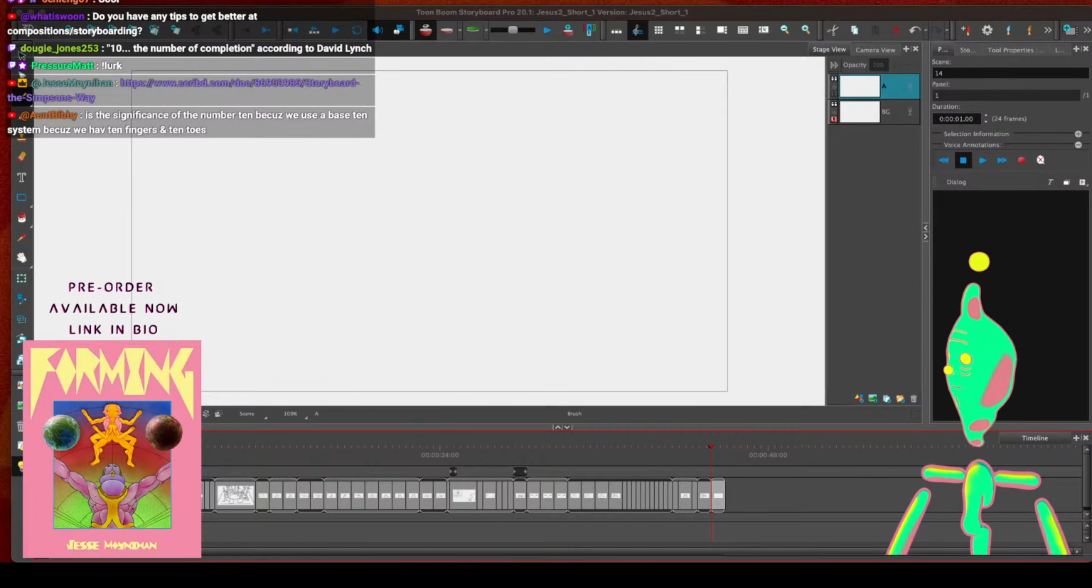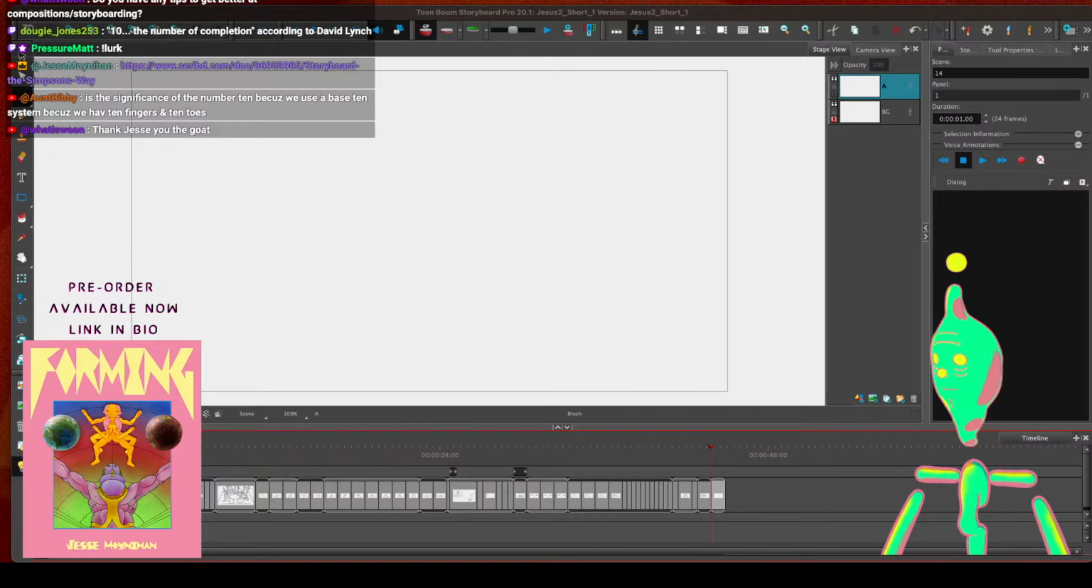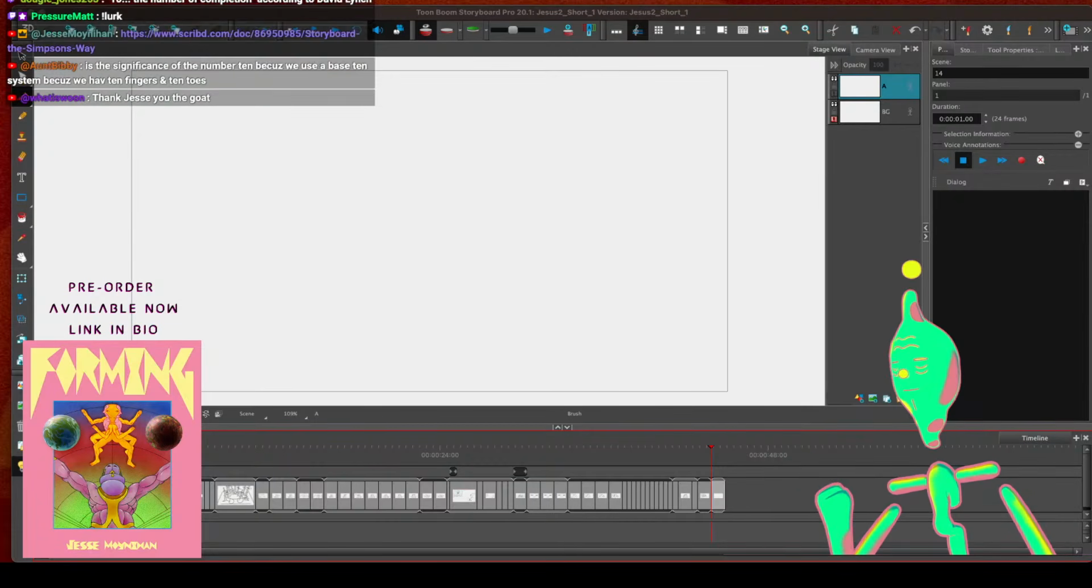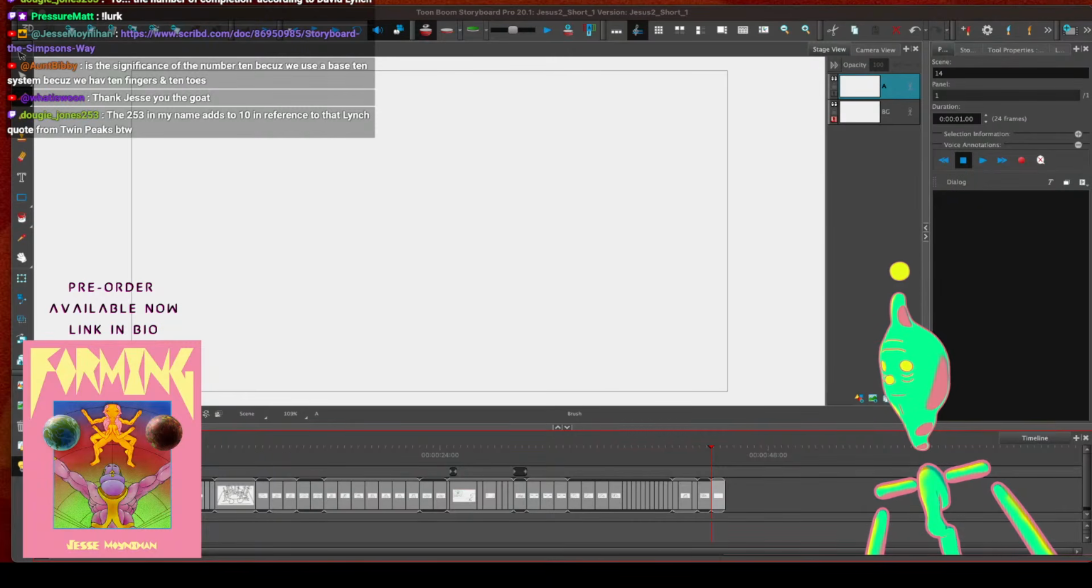Is the significance of the number 10 because we use base 10 system because we have 10 fingers and 10 toes? That could be part of the reason. Why do we have 10 fingers, 10 toes, you know? Is there some sort of larger significance to why we have 10 fingers and 10 toes? Lynch has a quote about the number 10. I don't remember.